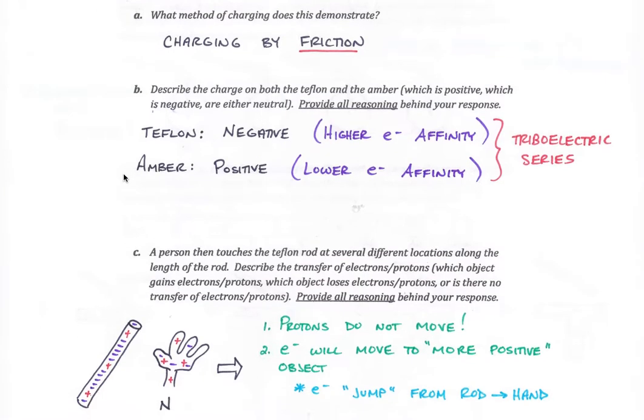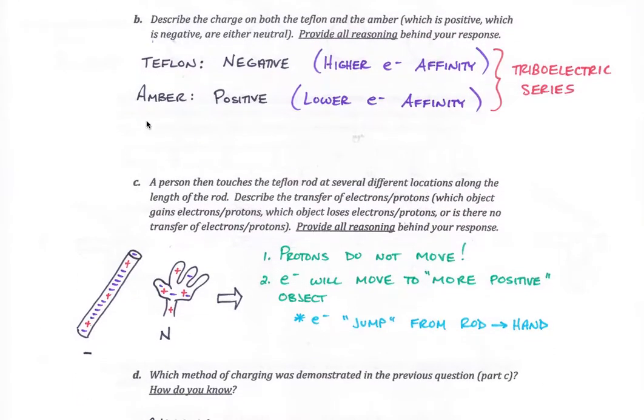To look at question B, describe the charge on both the Teflon and the amber. Well, the Teflon will become negative and the amber will become positive. Now, we know this because we can figure out that Teflon has a higher affinity for electrons and amber has a lower affinity. Now, affinity just means desire or ability to form bonds with electrons. So, Teflon can form stronger bonds, therefore, it will rip the electrons from the amber.